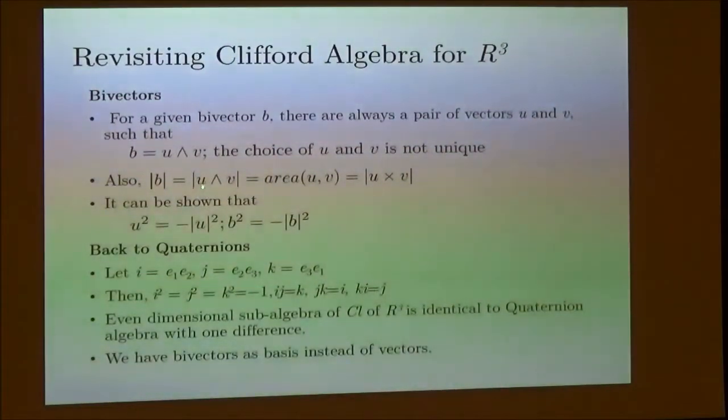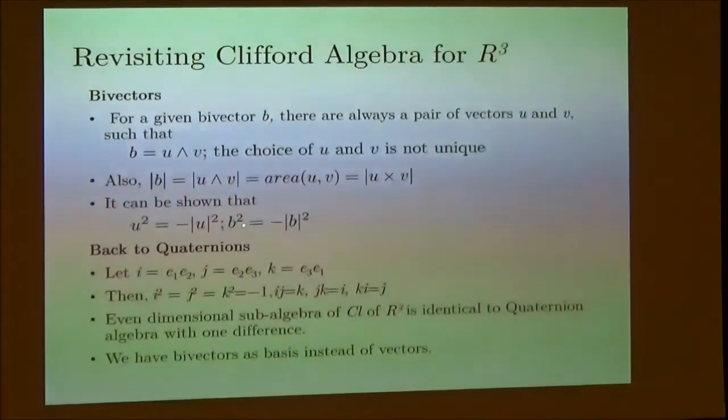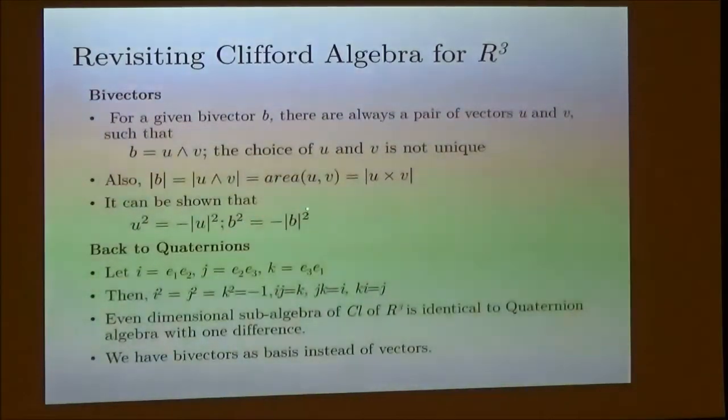The norm of B is defined as the norm of the wedge product, okay? And that is nothing but the area defined by the U and V vectors in that plane, and that is the same as the norm of U cross V. Because the norm only depends on the components. The components are the same in the wedge product as the cross product. We can also show that if you multiply a vector with itself using the Clifford algebra rules, you get the magnitude squared. And the same thing is true for the bivector, except with a minus sign. So B squared is equal to minus norm of B squared.